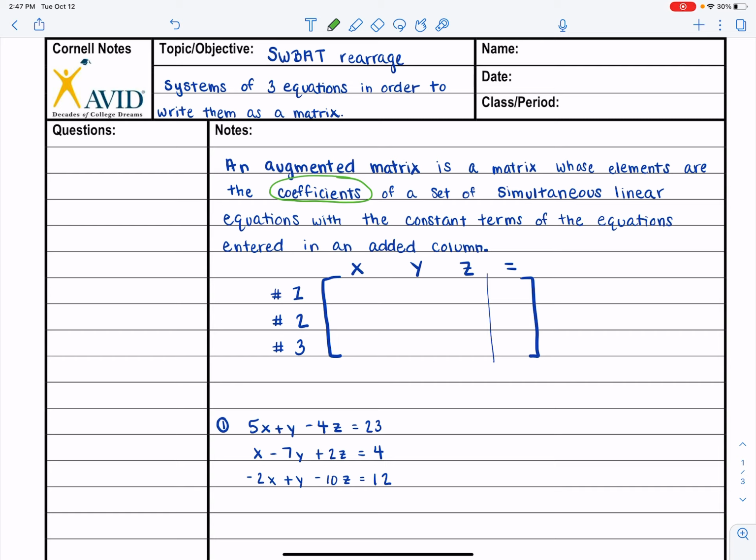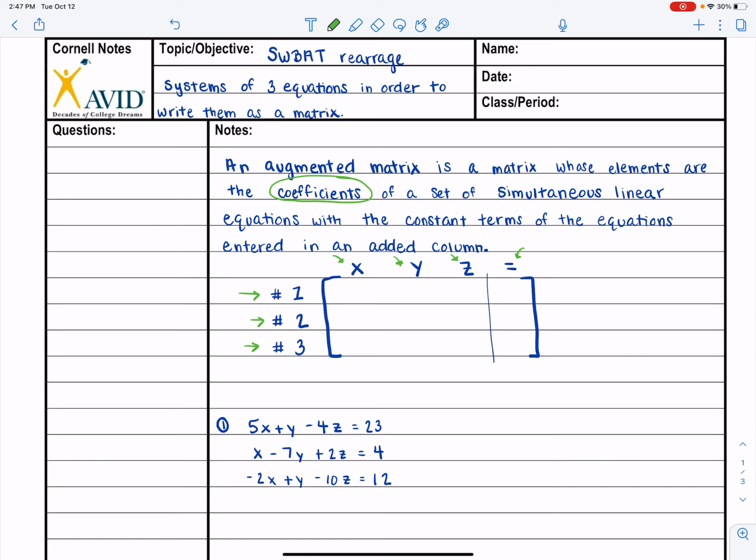So here's how you set up your matrix. We're going to do systems of 3 equations. So you're going to have one equation on one row, another equation on another row, and the third equation on the last row. So 3 rows in your matrix. Columns. There's 4 columns in your matrix. 1 column for the coefficient of x, 1 column for the coefficient of y, 1 column for the coefficient of z, and 1 column for the constant or the answer that you have at the end of the equation.